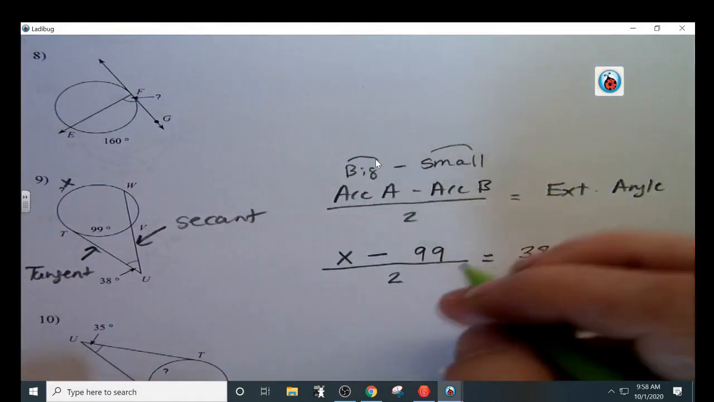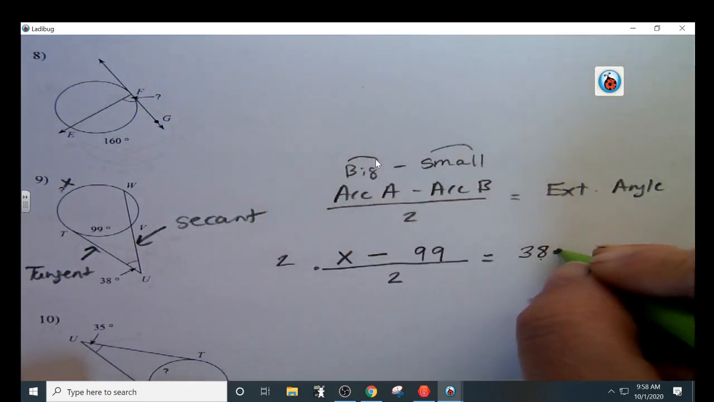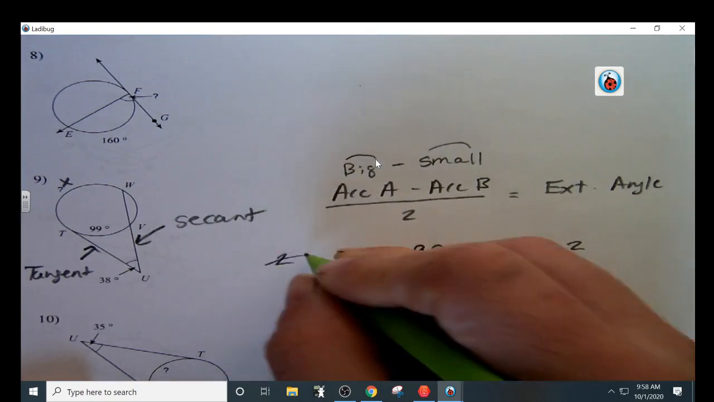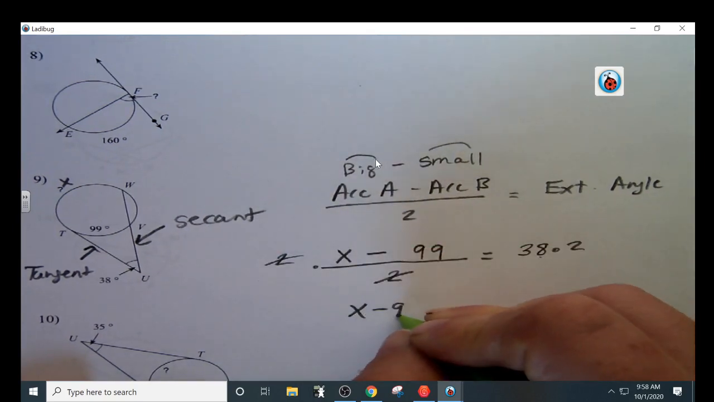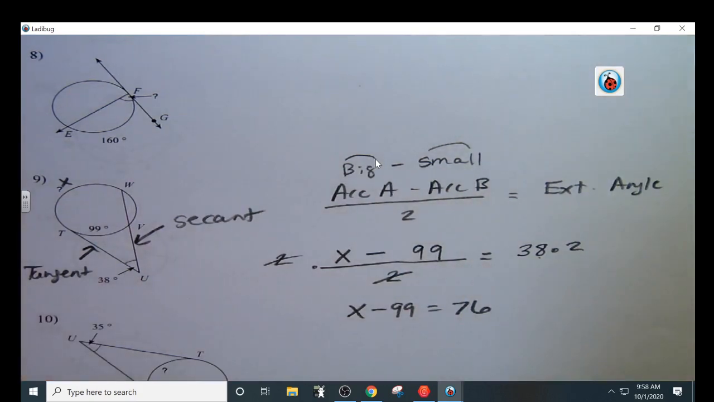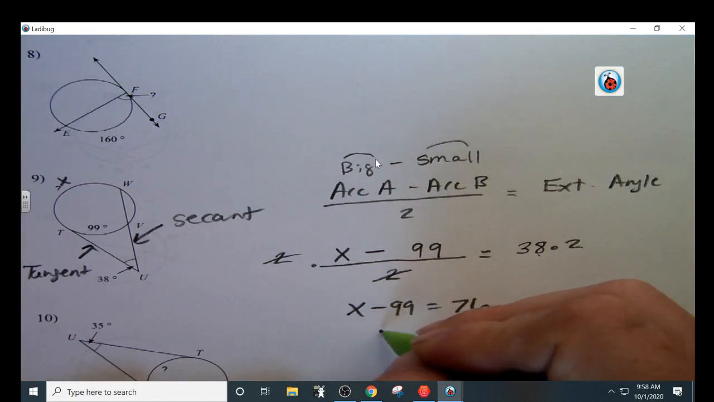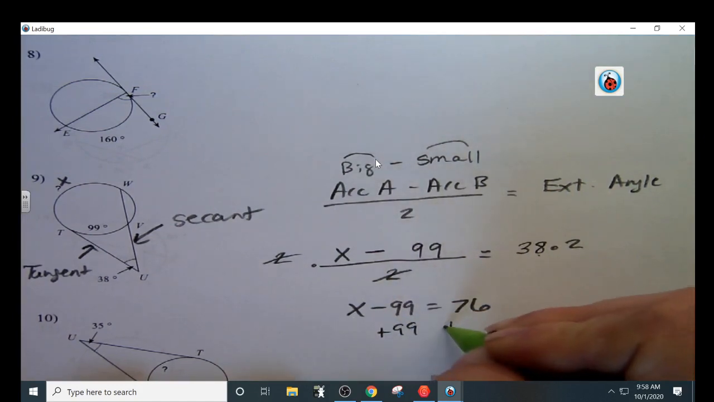Okay. So now we're going to multiply both sides by 2 to get rid of that fraction there. That cancels. So x minus 99 equals 76. But the math of this stuff is really pretty easy. But now, to get x by itself, I'm just going to add 99.